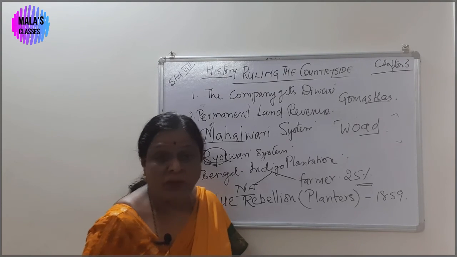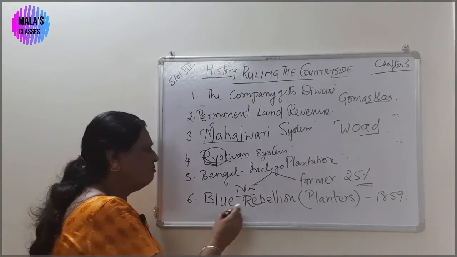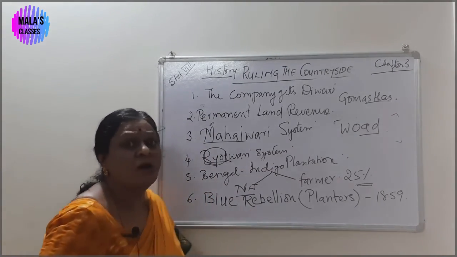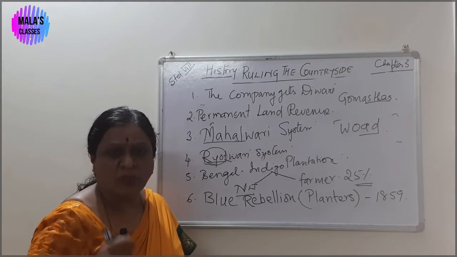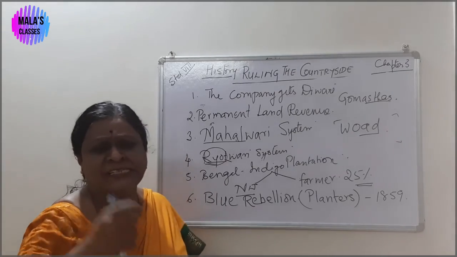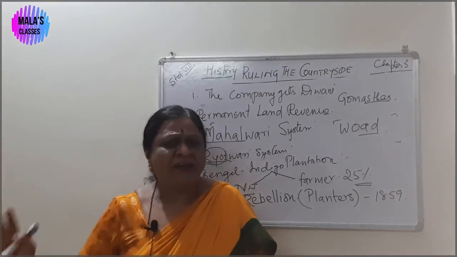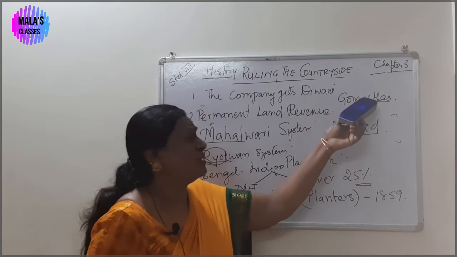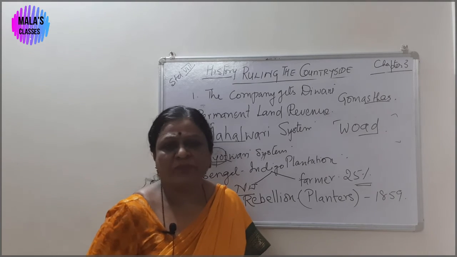So, the people of Bengal got so annoyed that they started revolting. And this revolt was called the Blue Rebellion. And all these people, along with their pots and pans and swords and knives and sticks and stones, attacked the planters and also the Gomastas who had come to collect money from them. And they drove them away.